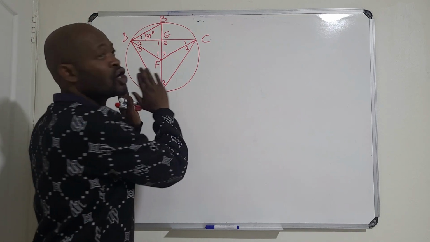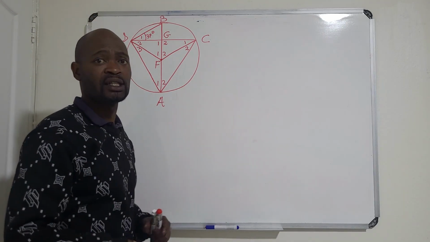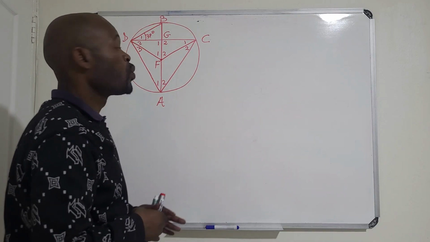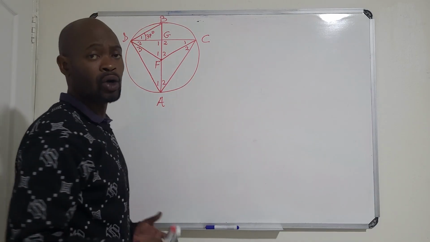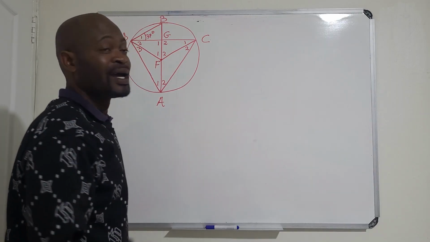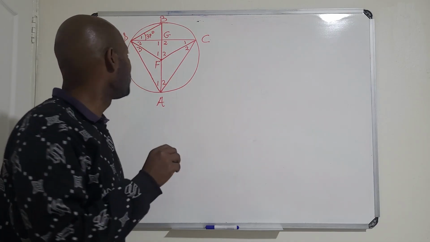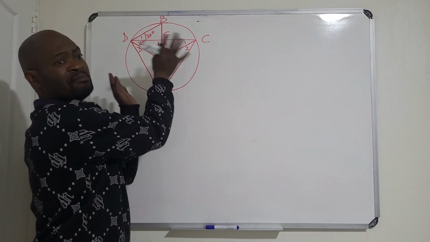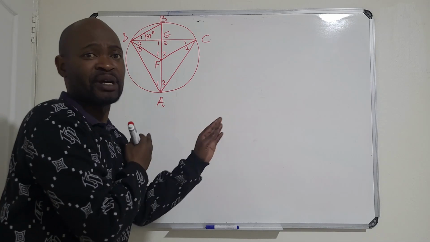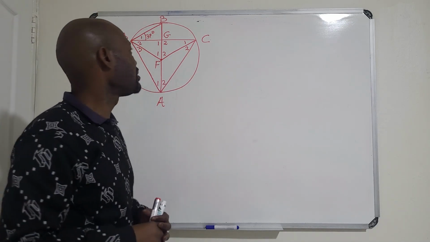Are there tangents? No tangents in this problem. You can see no tangents. Therefore, theorems on tangents are out. Theorems on cyclic chords are out. We are only left with theorems on chords. Now, we first ask ourselves, is there a line drawn from the center to the midpoint of the chord? They never talked about the midpoint here. Or they never talked about a line drawn perpendicular to a chord. Therefore, theorem number 1 is out in this problem.